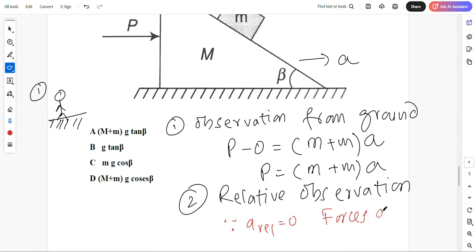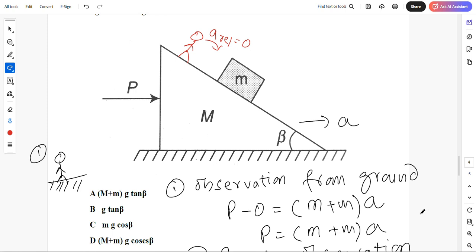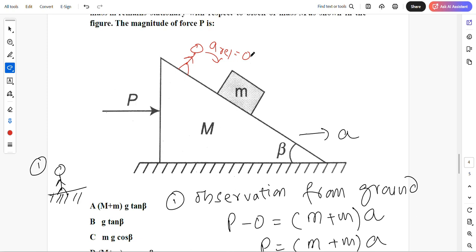Now we'll balance the forces. Which are the forces here? One is the normal reaction, perpendicular to the surface. Now this is mg, and mg will be downwards. This is the normal reaction.